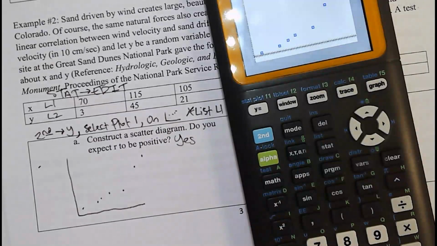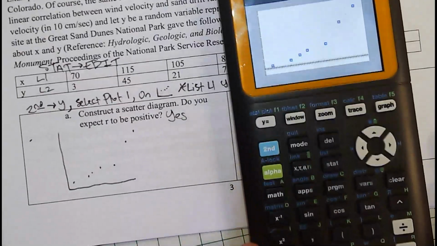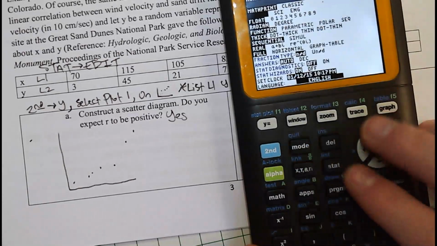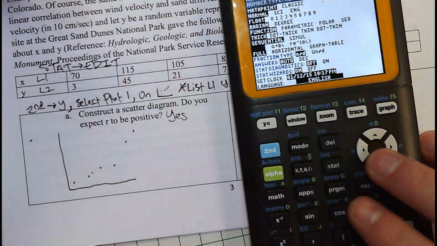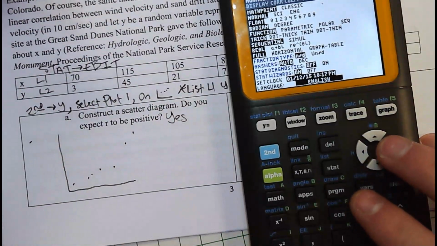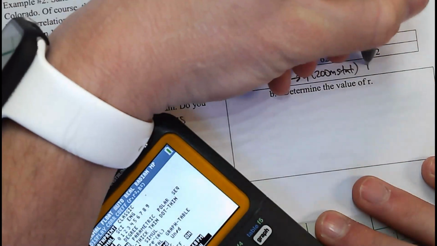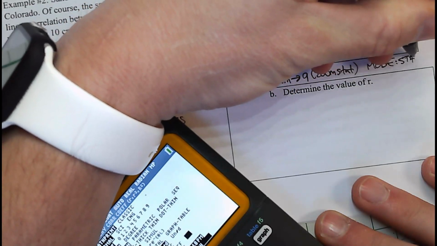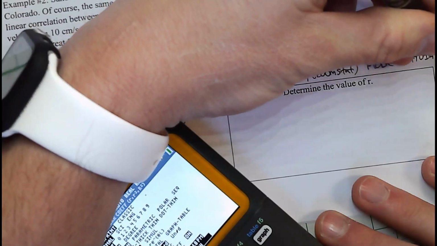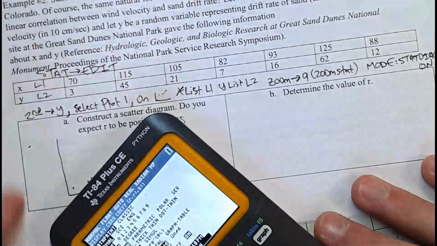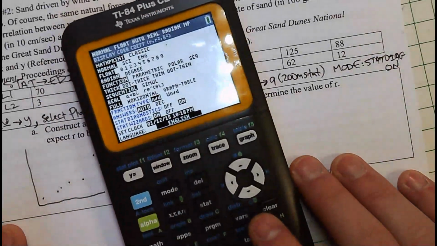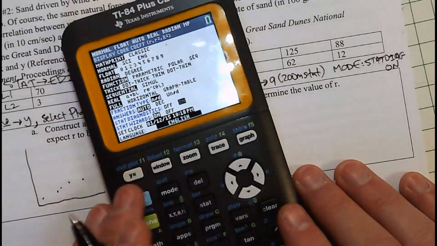The first thing we've got to do is turn Stat Diagnostics on. So I'm going to select Mode. See, mine are off right now. Mode, stat diagnostics, and then on. You don't have to write that down if you don't want to, I'm just trying to keep notes here. And once they're on, you can press 2nd Mode to get out of there.